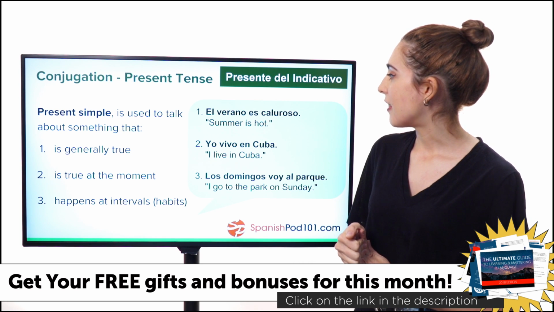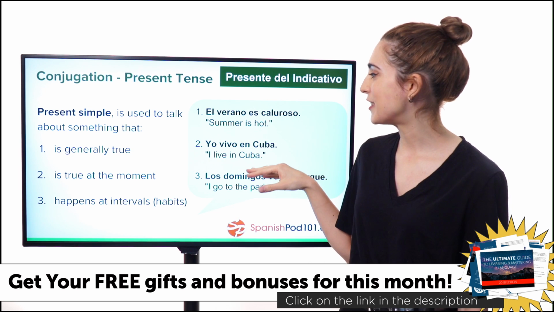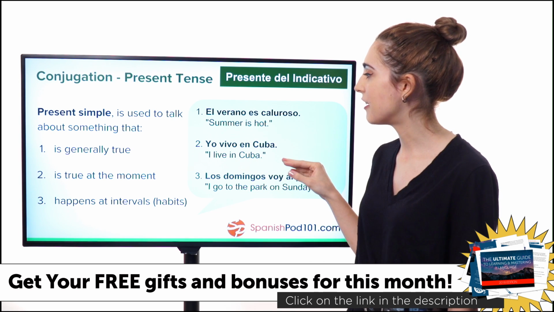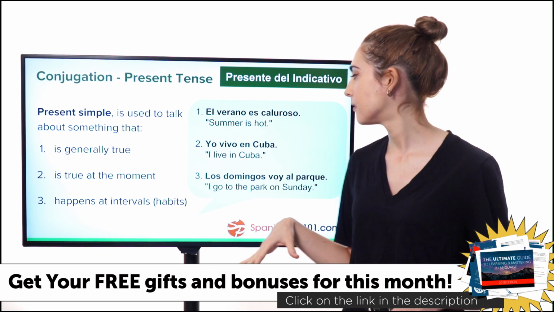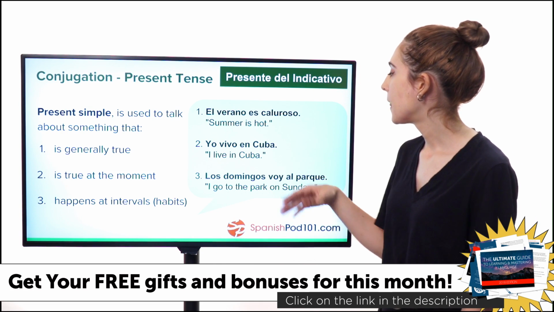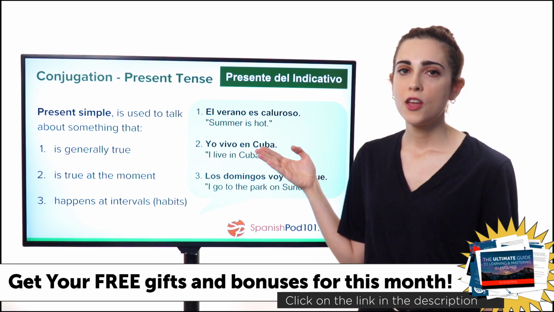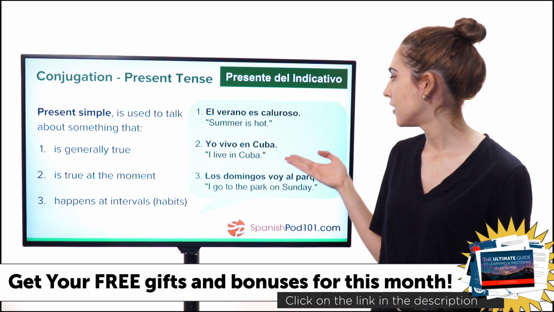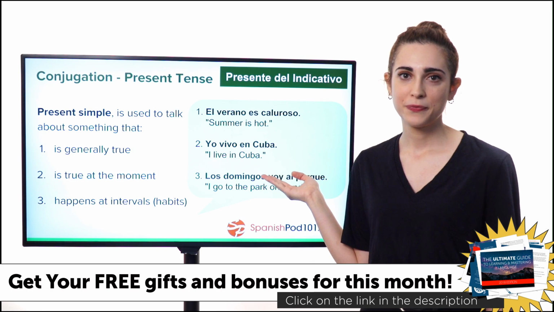The second case in which we use the present tense is when we are talking about something that is true at the moment we are speaking. For example, yo vivo en Cuba. I live in Cuba.